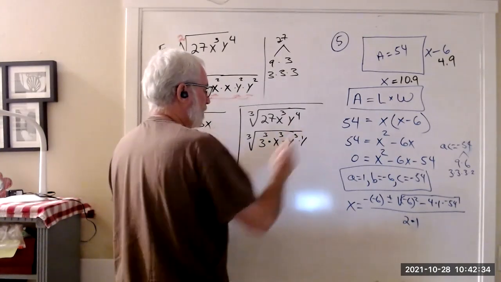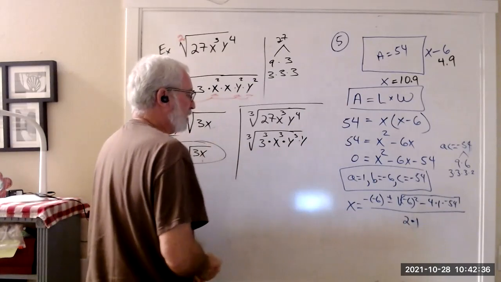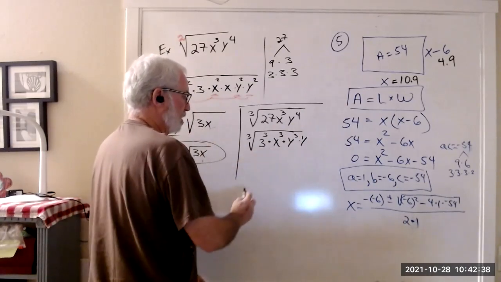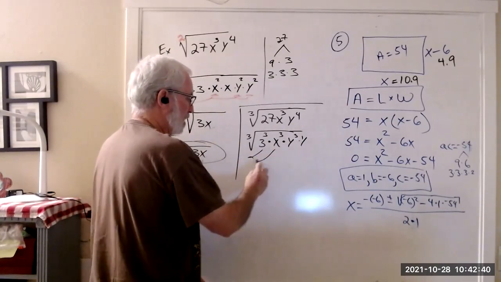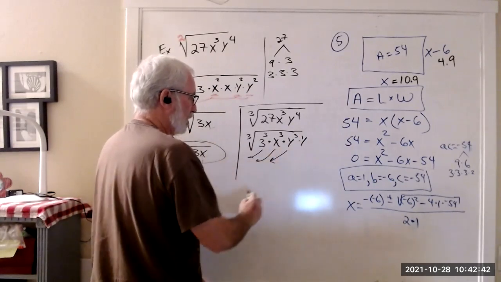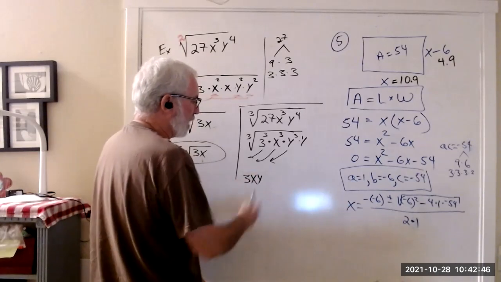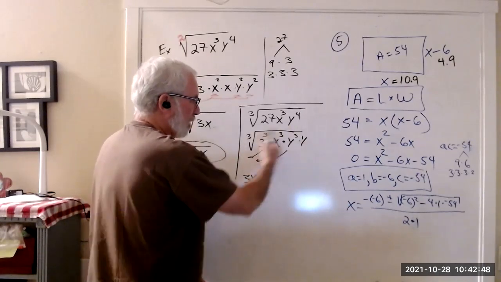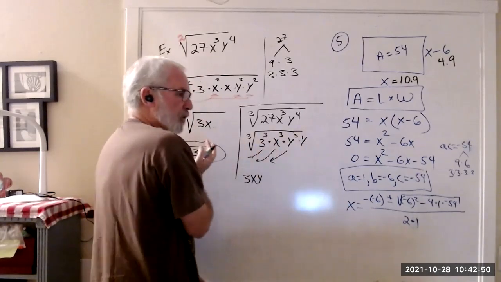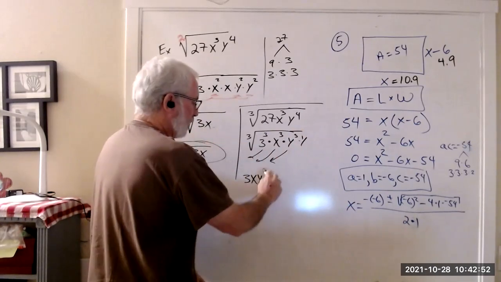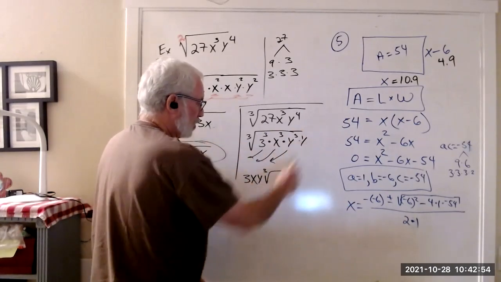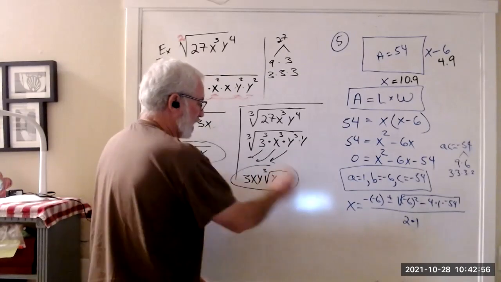Yep. Okay. So who comes out? The 3, the x, and one y, and the other y stays in. So you're right. 3xy, they came out and they got stripped of their power. The power gets lost on the way out. And we have then the cube root of the y that stayed inside, and that would be the answer there.